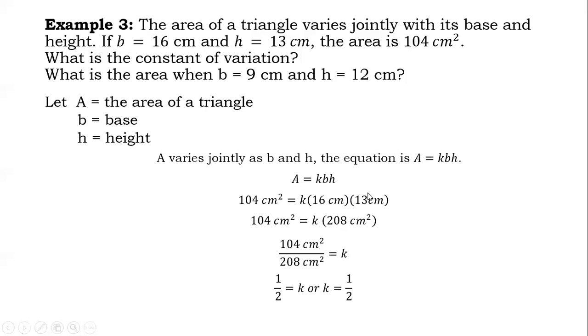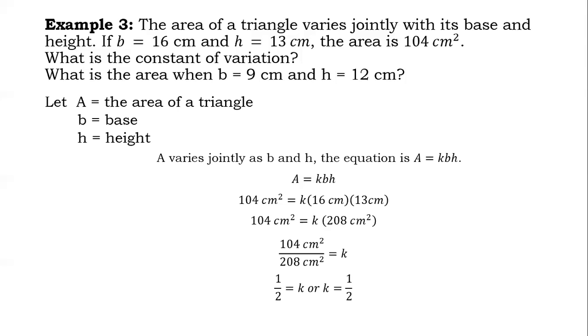So multiplying this, 2 times 104 is equal to 208 square centimeters. So divide both sides by 208 to get the value of k. Since this is a big number, we can reduce it to lowest terms. The lowest term of 104 over 208 is 1 half. So now this is the value of the constant of variation.